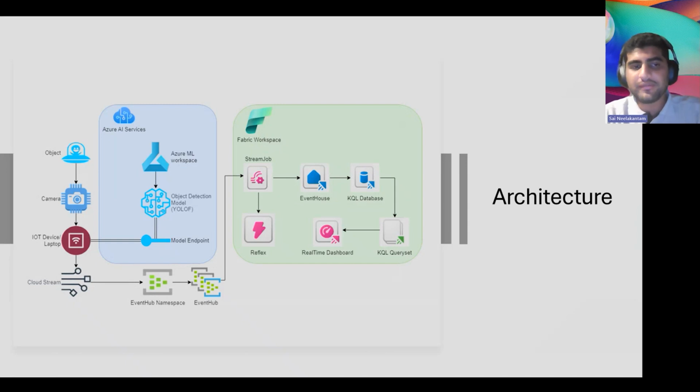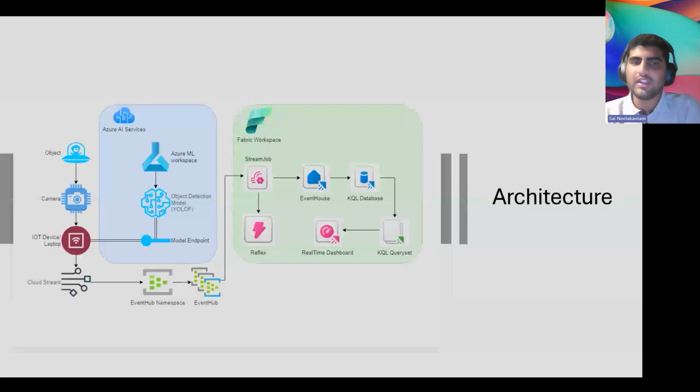And once we send the camera feed to the model endpoint, the model will be analyzing the image frame by frame, and sends back to the IoT device the particular output, which we will be cloud streaming from the IoT device to the Azure Event Hub namespace. And in the namespace, we have the Azure Event Hub, which is what we will be using to stream the data.